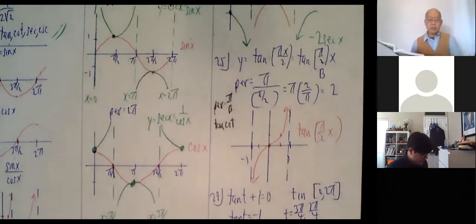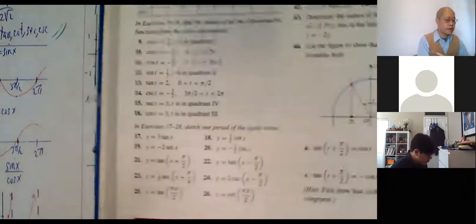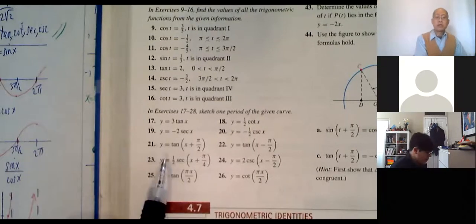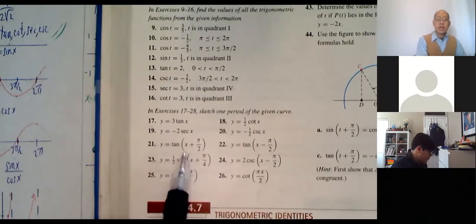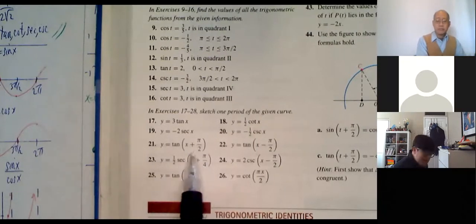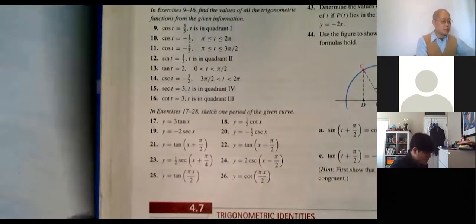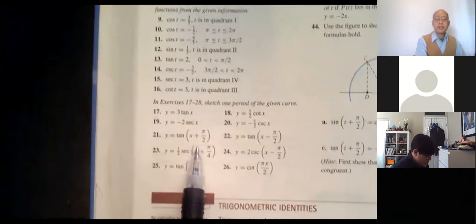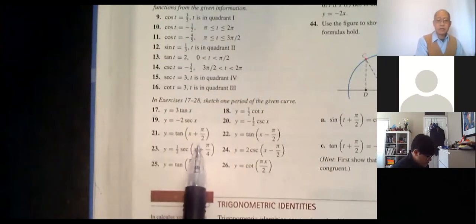Okay, that's it. I'll just talk quickly, but I won't do it. Give you hints. 21, tangent x plus pi over 2. Take the original tangent function and you move it pi over 2 to the left.